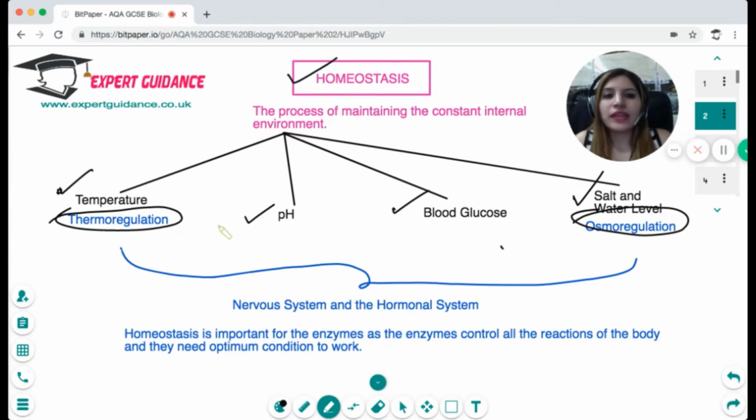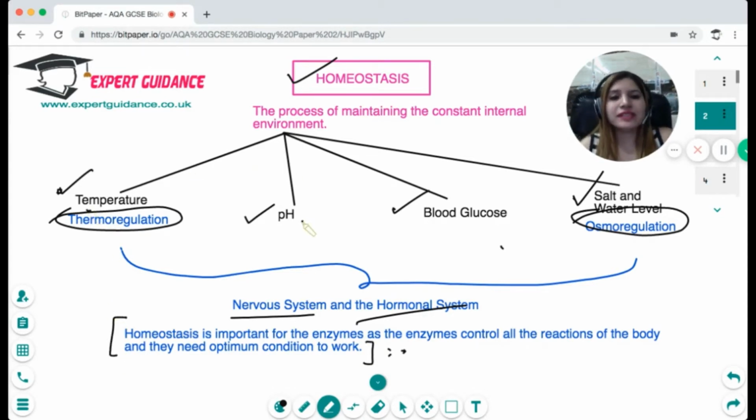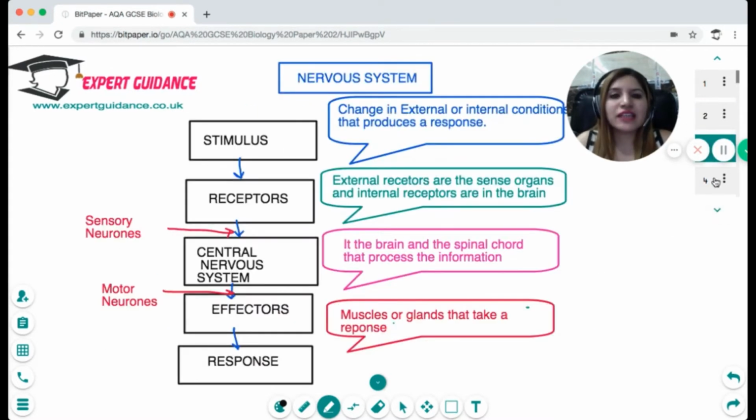Now, how is this homeostasis achieved? This is achieved by two systems working in your body, the nervous system and the hormonal system. Now, why is this constant internal environment important? This constant internal environment, or homeostasis, is important for the enzymes, as it is the enzymes which are controlling all the reactions and metabolism of the body, and they need optimum conditions to work. If the temperature increases or the pH level increases, it can change the activity of the enzyme and it can affect your body reactions. So it is very important to maintain homeostasis.